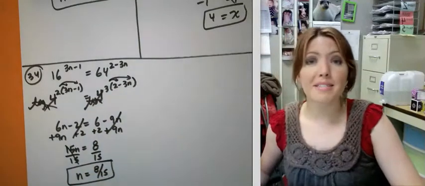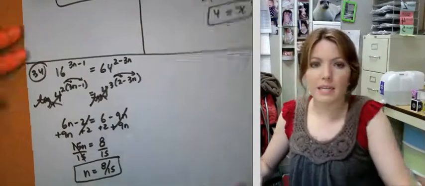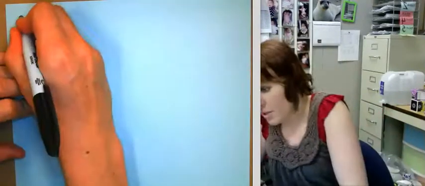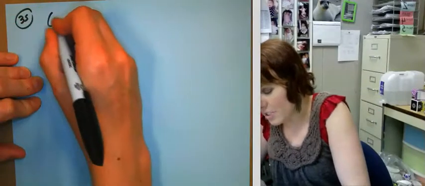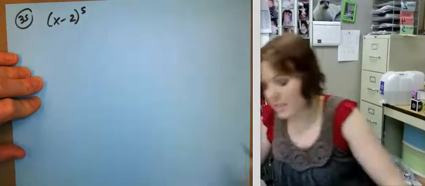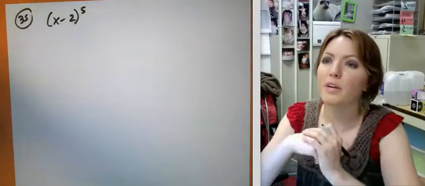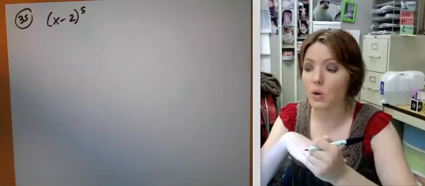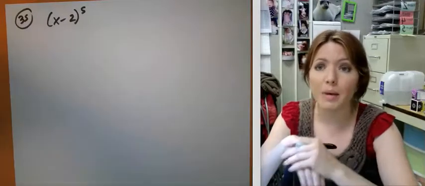Pretty easy, right? Okay, let me get another piece of paper here. Number 35 needs a little bit of space. So 35 is, what is (x minus 2) to the 5th in expanded form? Some of you have very logically just taken x minus 2 and actually FOILed it out or multiplied it out a bunch of times.